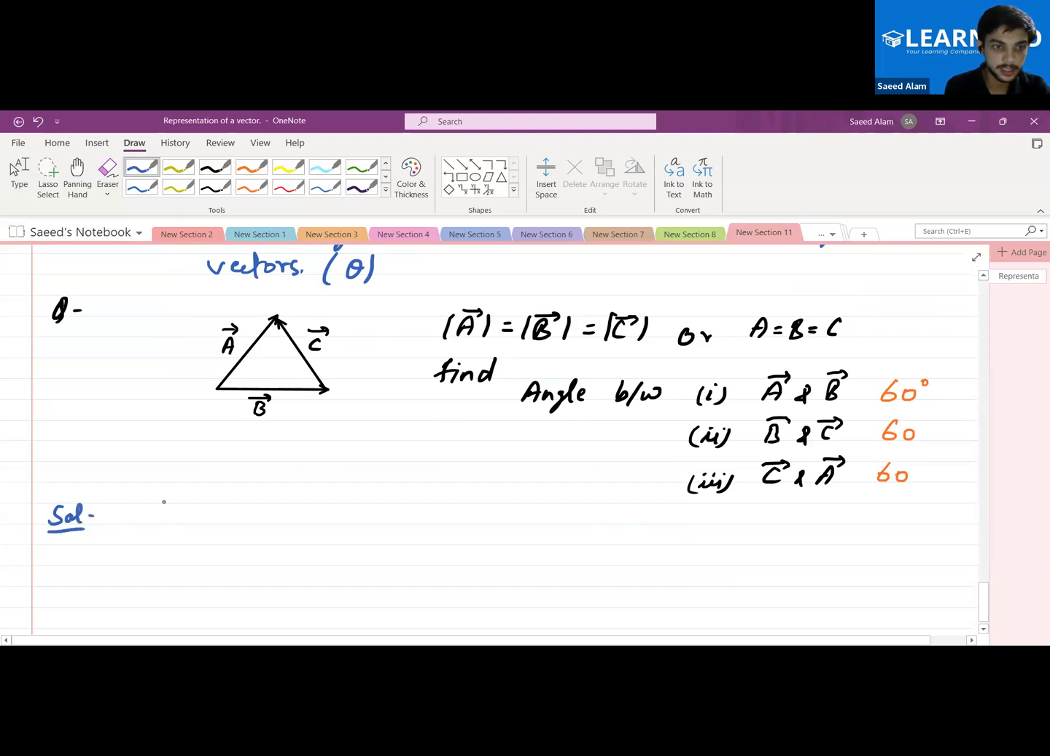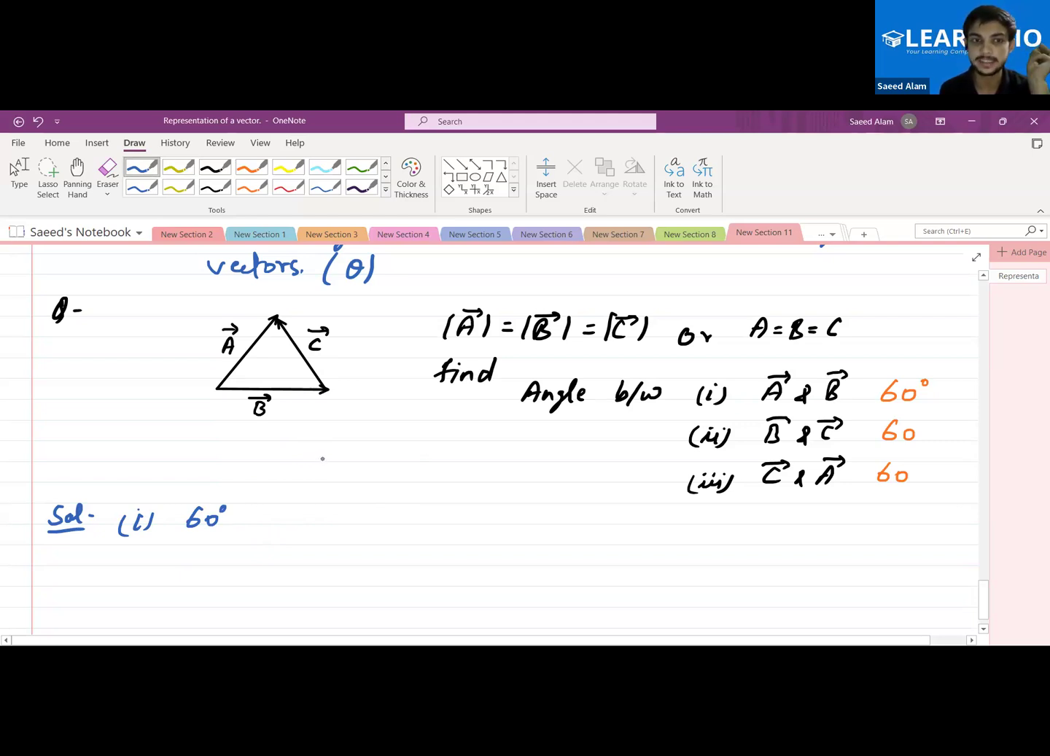You had said that all three angles are this. Let's see. I think A and B are very easy ones because they are already drawn in a very systematic manner, with A and B having an angle of 60 degrees between them. Yes or no? Yes. So for the first part, I should simply write that it will be 60 degrees. No issues with that.